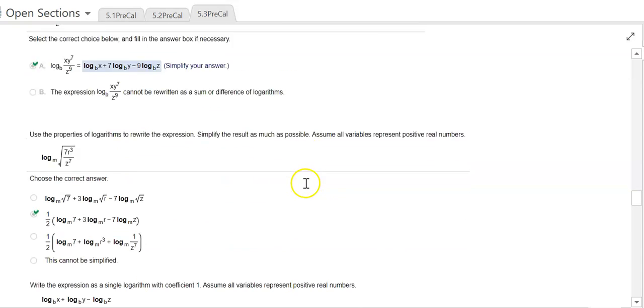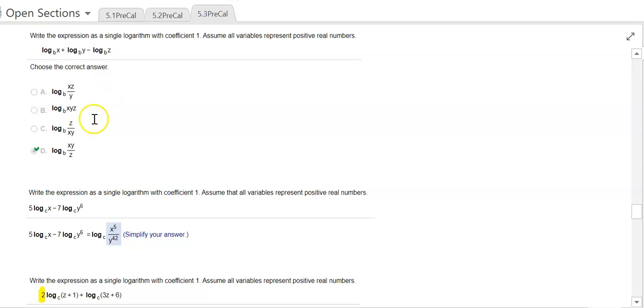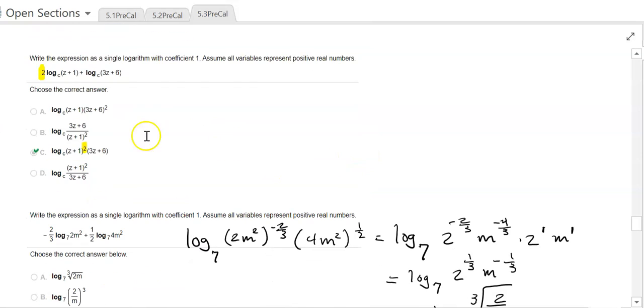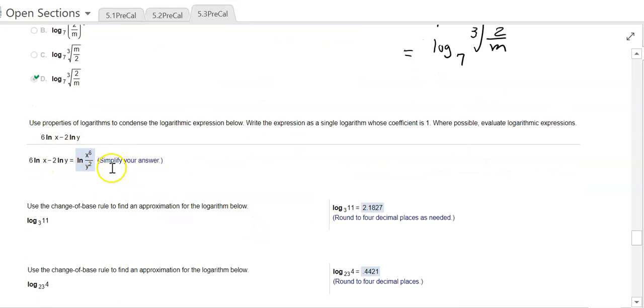Breaking these apart. Once again, breaking these apart. Breaking these apart again. Putting these back together. Here, that's out front, so we bring it in as the exponent. We're adding here, so we're multiplying these two things. Breaking these apart is using exponential rules. Putting these back together.